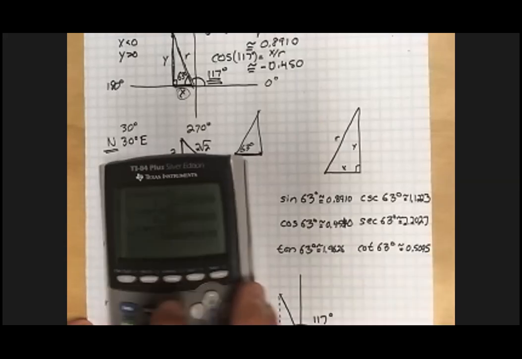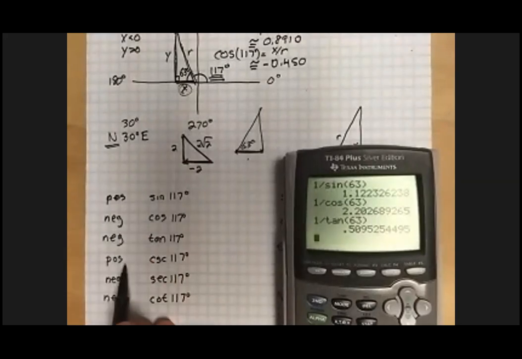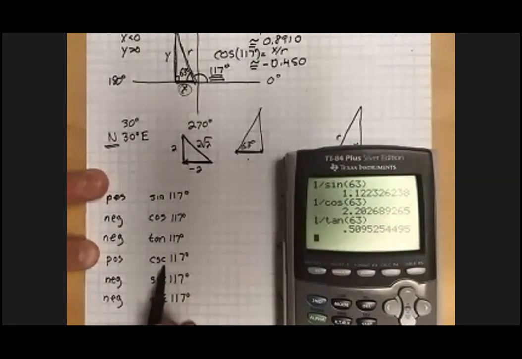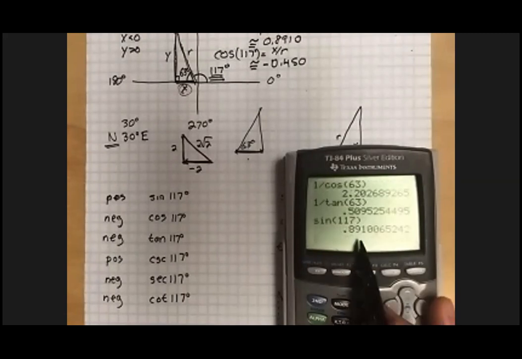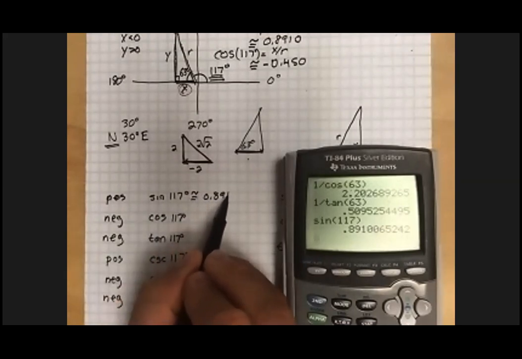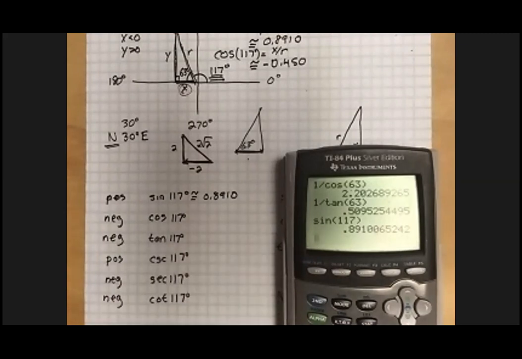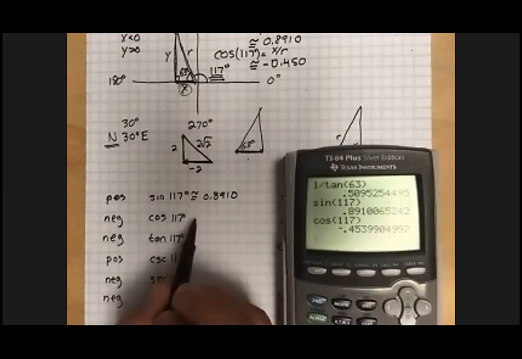Now come over here, you're going to see all the same numbers, but these people, sine and cosecant, will be positive, and these people, cosine and tangent, secant and cotangent, will be negative. Try it out. Sine 117, positive 0.8910. It's the same number I had a second ago, but the cosine of 117 is negative 0.4540.